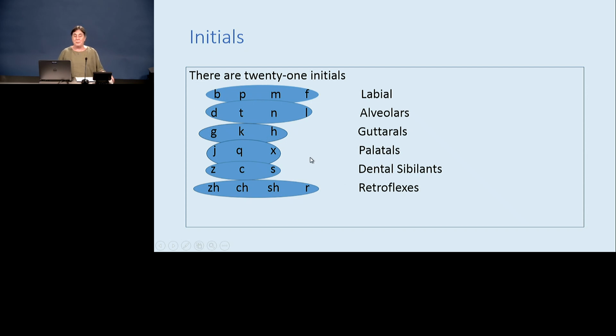Gutturals are more the sounds that are making their way back in your mouth. Palatals are made up along your palate. Dental sibilants are, the dental part is teeth. They're made right behind your teeth. And sibilant means the sound that comes out, which is an S-type sound.